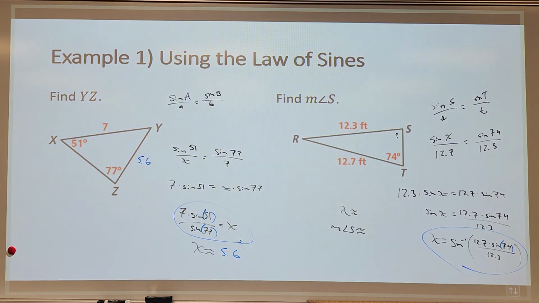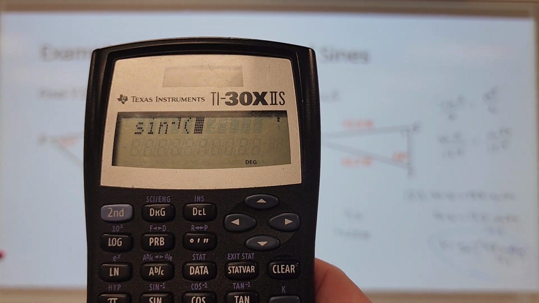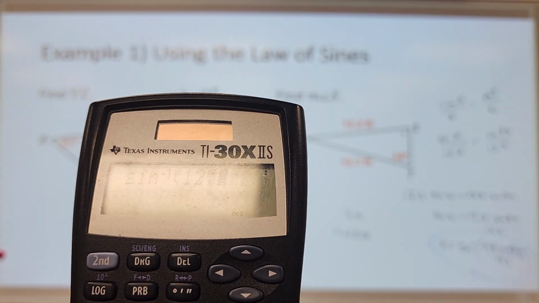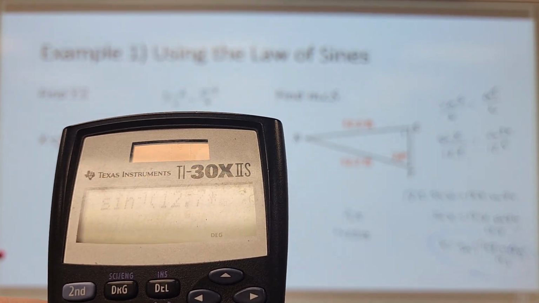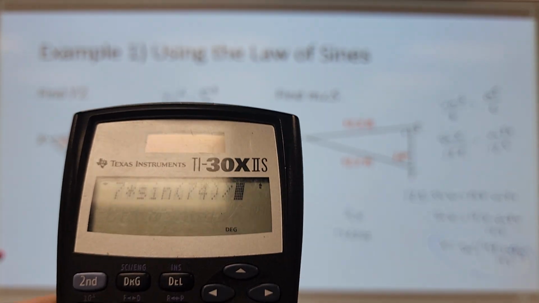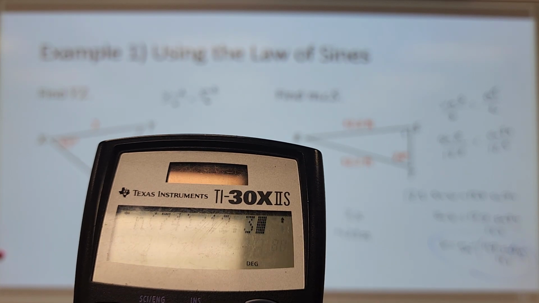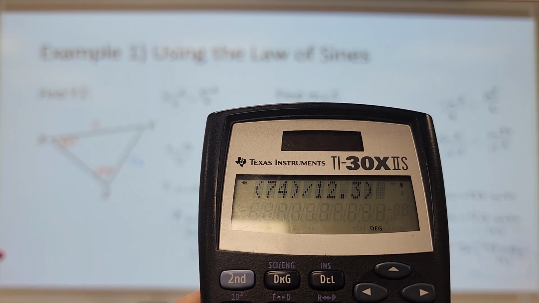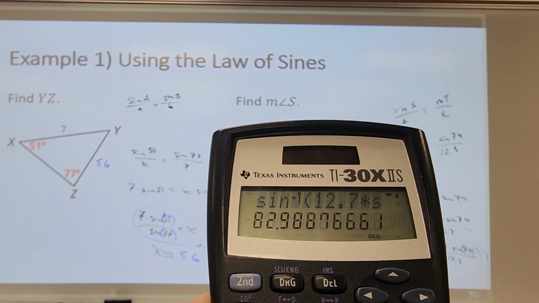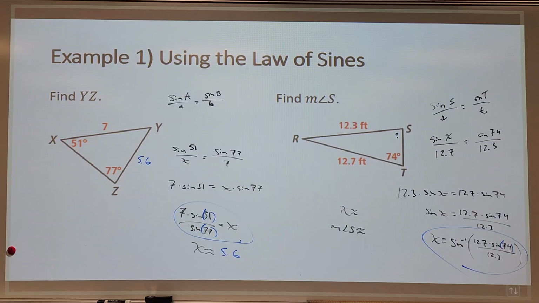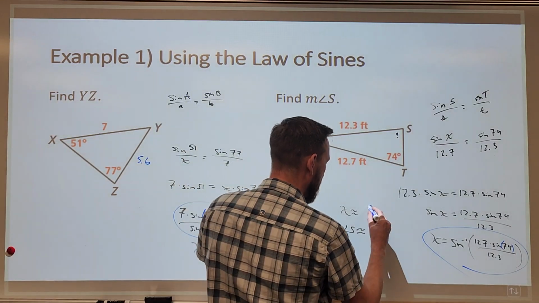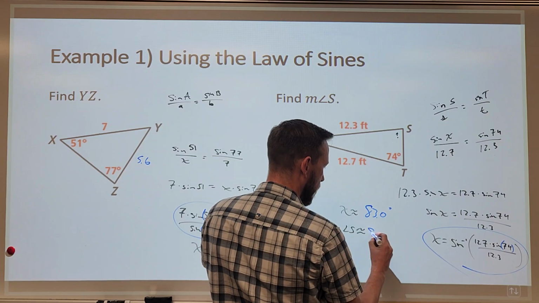For the other one, again, we did all of that work, and now we're going to try to type things correctly. We've got the inverse sine of 12.7, times the sine of 74, close parentheses, divided by 12.3, and then close the whole parentheses for the inverse sine. All right, this gives us 82.98 degrees. We're going to call that 83.0 degrees. So we get 83.0, all right?